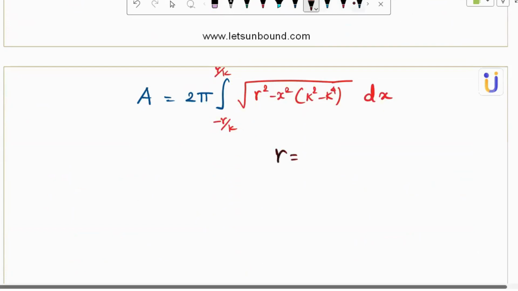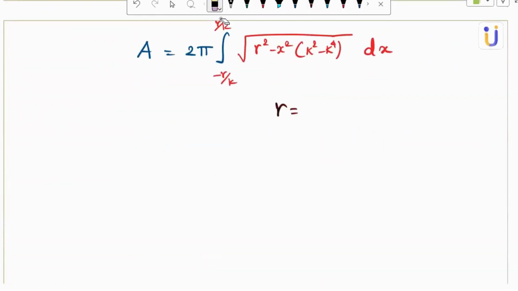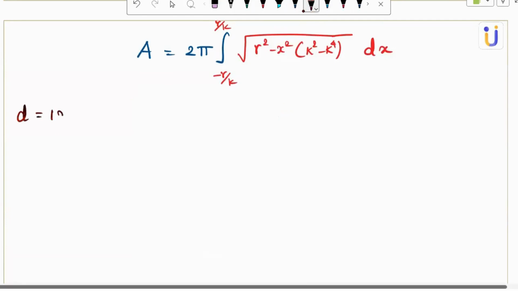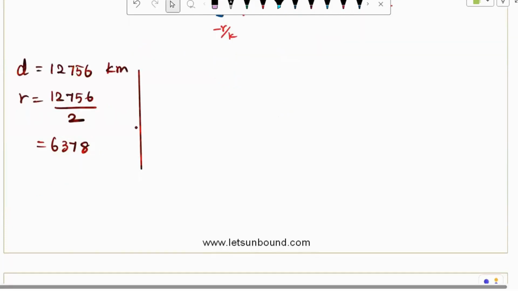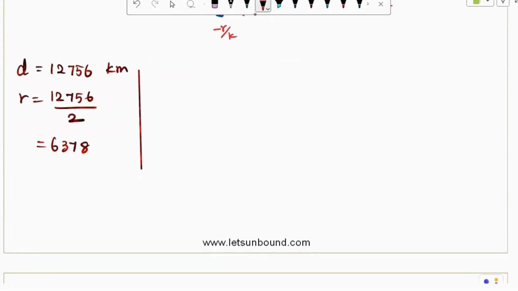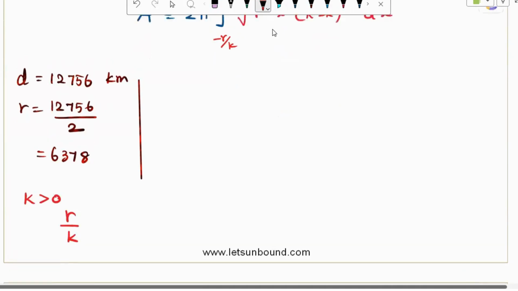So r is, okay, what is the diameter of the equator? 12,756. Let's do it here. The diameter is 12,756 kilometers, and r is going to be half of it, 12,756 divided by 2, and we will get 6,378 kilometers. This is my r. And next is the scale factor, which is greater than 0. When we are dilating, when we are zooming it, k will be greater than 0. So let it be r by k. R is the bigger thing here.